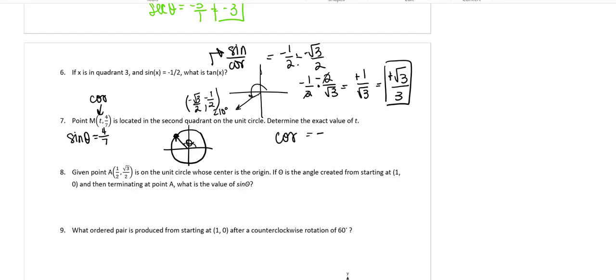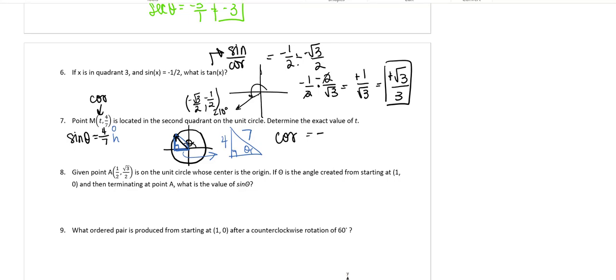I also know that sine is opposite over hypotenuse. Now we don't have a triangle yet, but I can draw a triangle and make it a little larger. I don't even need to know what my reference angle is. I know that my opposite side length from this reference angle is going to be 4, and my hypotenuse is going to be 7. This is a right triangle because it lays on the x-axis, so let's do some Pythagorean theorem.